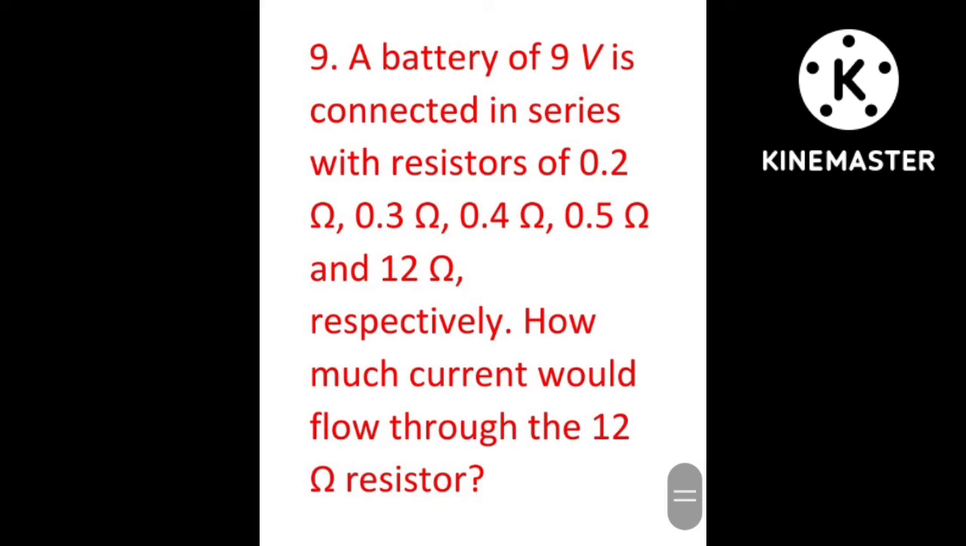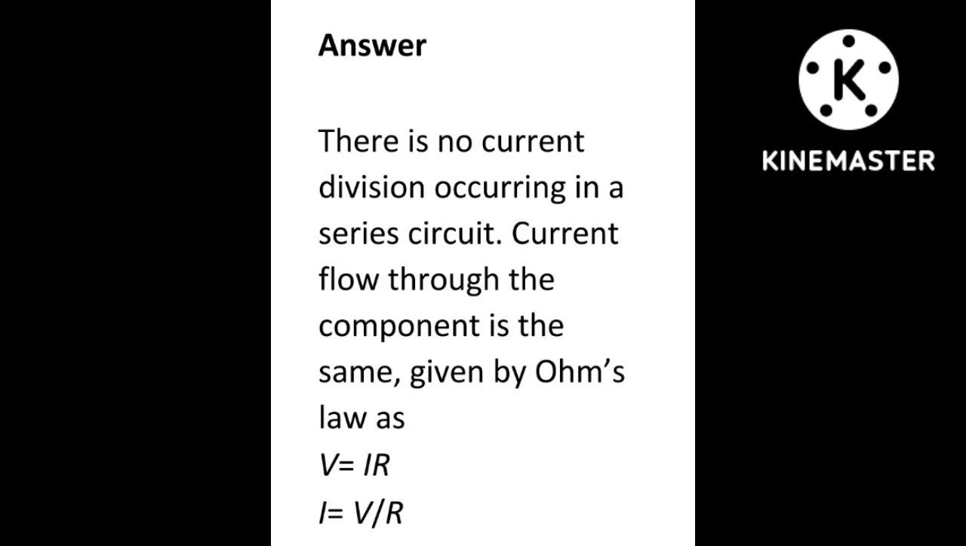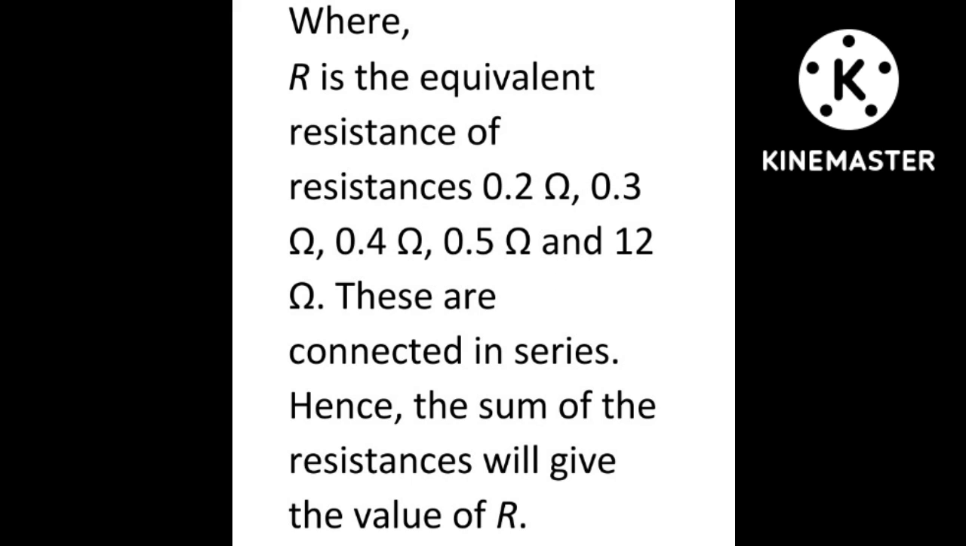Here, in the case of a series combination of resistors, we have to calculate the current flowing through the 12 ohm resistor, right? Here it is given that the resistors are connected in series. That means there will be no current division in the circuit. Therefore, the current flowing through the components will be the same. So we can find out the value of current from Ohm's law, that is V is equal to IR. From this, we will get I is equal to V by R, where R is the equivalent resistance of all the resistors.